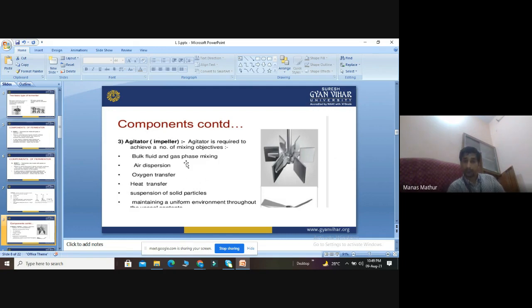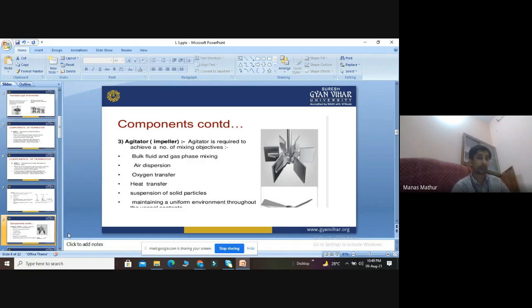The last point, I have written one line, but I have also rubbed out one line, because this point is a little bit controversial: that it maintains a uniform environment throughout the vessel. Actually, it is still not clear whether this role is achieved by the general body or by the agitator. So the main roles are proper mixing of fluid and gas, proper dispersion of air, proper oxygen transfer, CO2 transfer, adequate heat transfer, and proper suspension of solid particles. These are the main functions of the agitator.